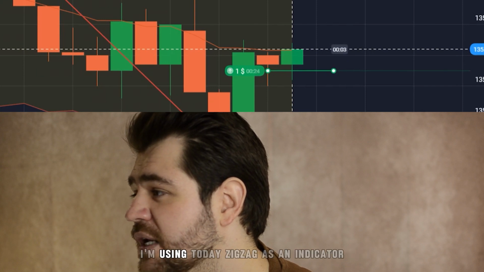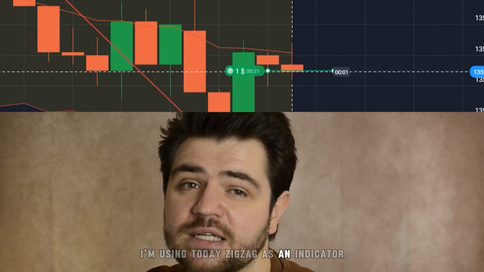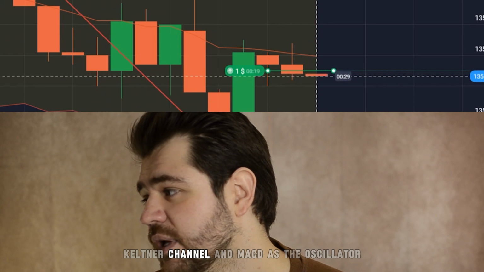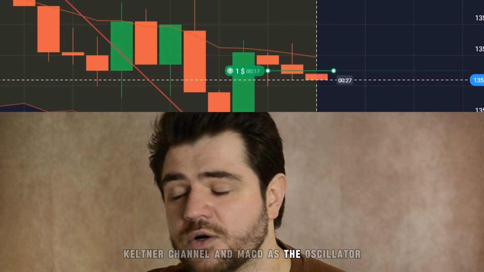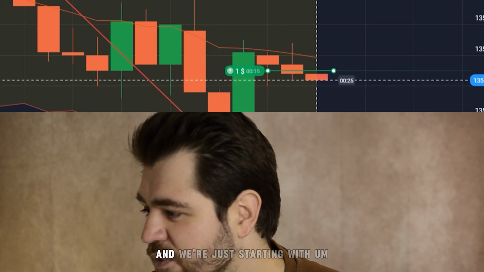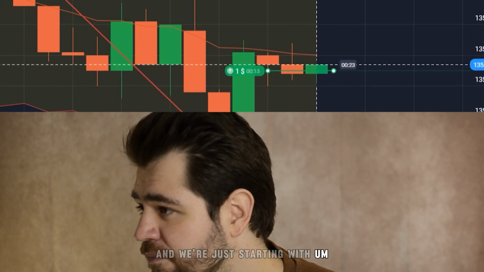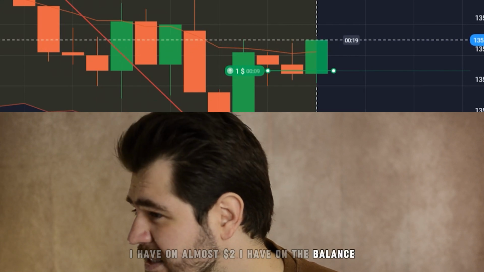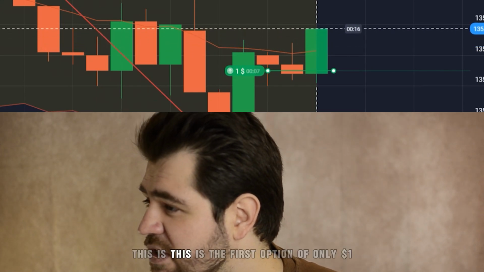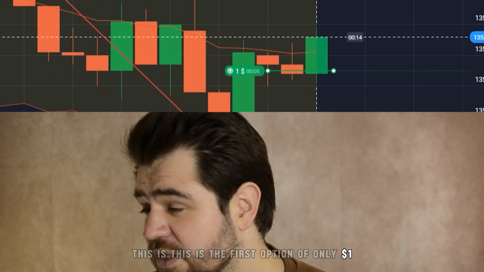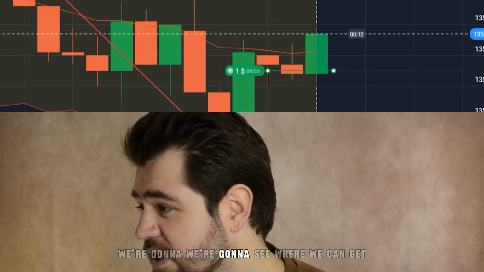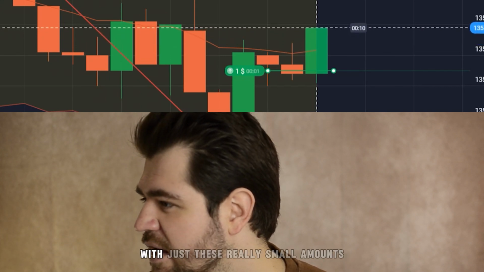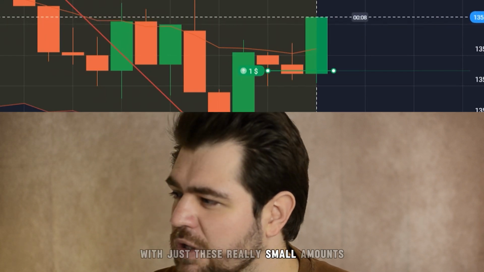By the way, today I'm using zigzag as an indicator, Keltner channel, and MACD as the oscillator. And we're just starting with a couple of dollars, almost $2 on the balance. But basically, yeah, this is the first option of only $1. We're gonna see where we can get with just these really small amounts.